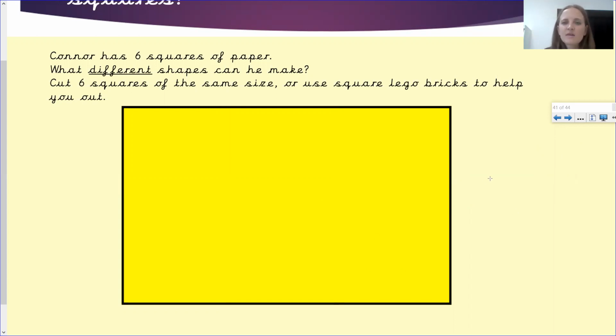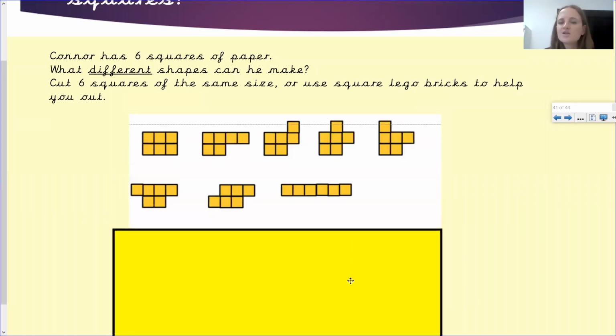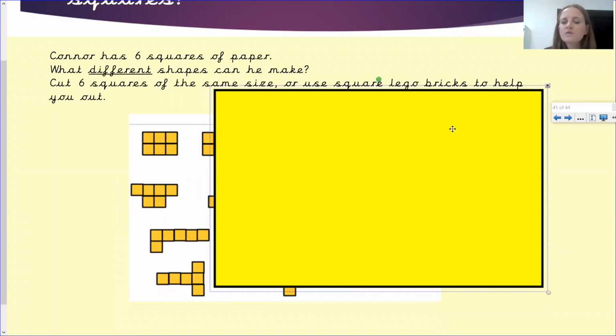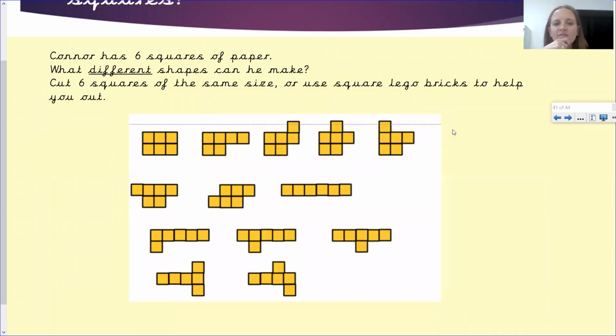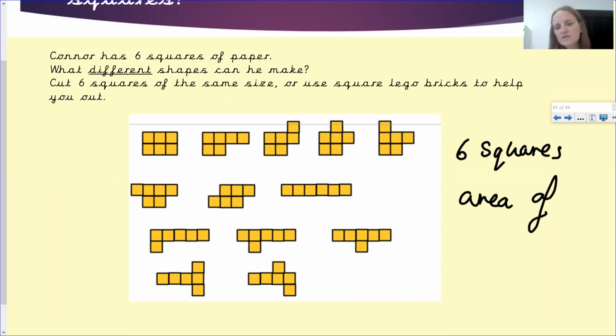So that's something that you can move around. You draw some of the shapes that you have. And do they look anything like the ones that we have here? All of these shapes have 6 squares in them. So all of these shapes are going to have, just like we've discussed, 6 squares. So they are going to have an area of 6 centimeters squared. Each one of them, even though they look different.